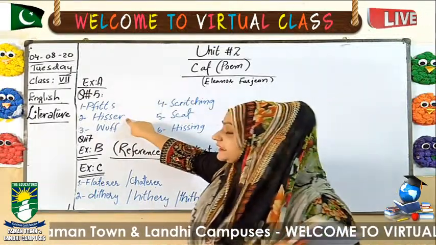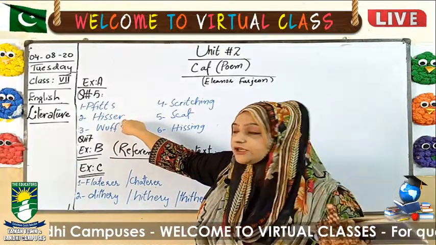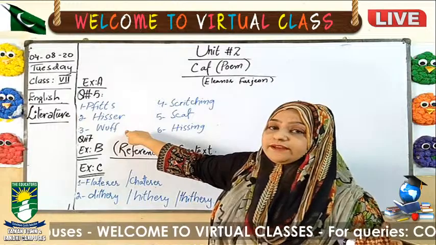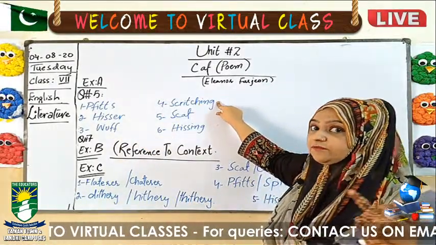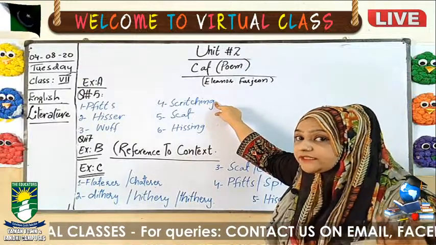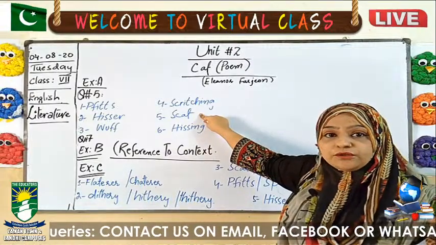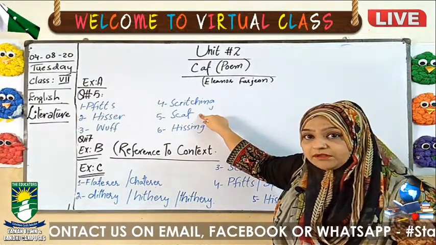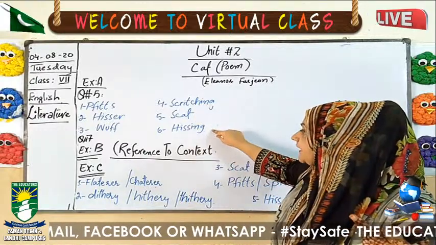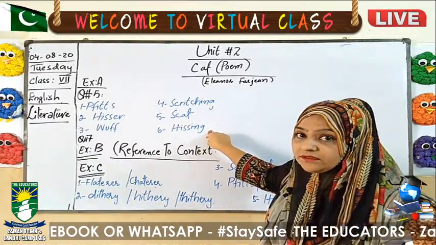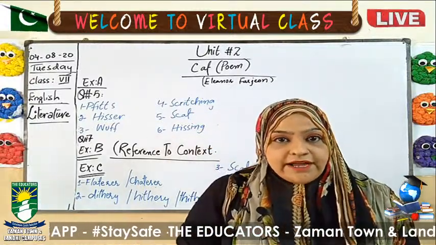Then hisser, when the cat hisses at the dog. Woof, you know very well it is the sound of the dog. Scratching, you know very well why this word is used, as you have answered in the question as well, that mostly it scratches the things. Scat word is used for the rhyme with the word cat. Cat, scat. Then we have the same word hissing. These are the words you have to write as the answer of question number 5.